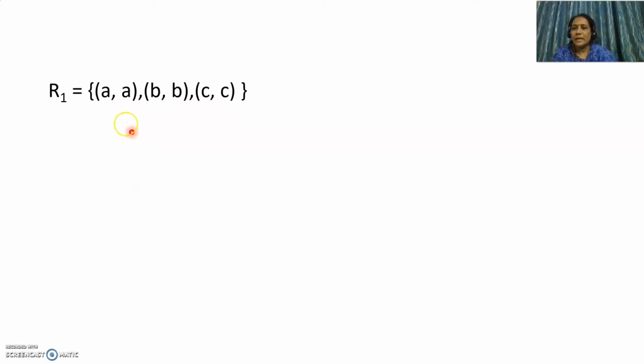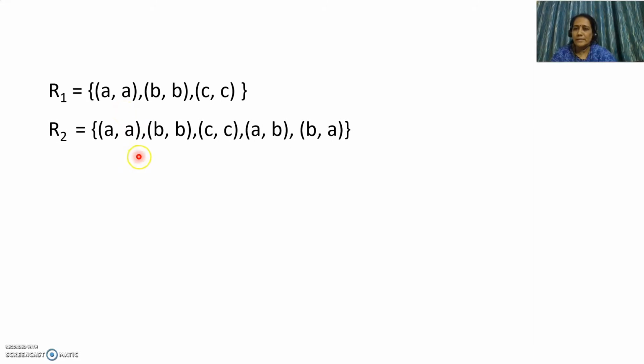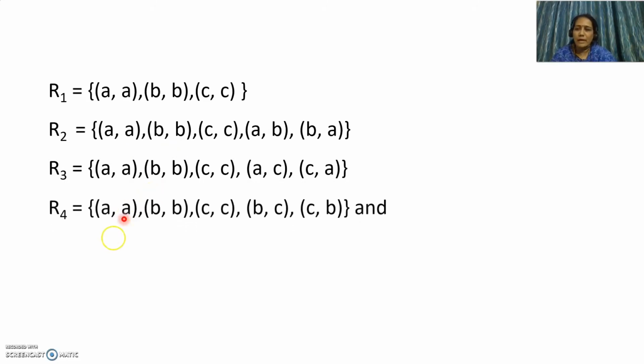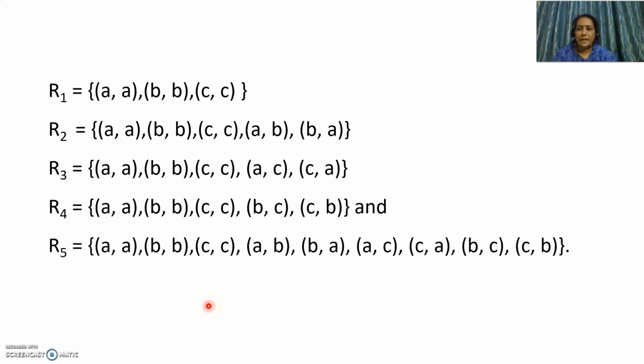R1 is a set consisting of elements (a,a), (b,b), (c,c). R2 is a set consisting of (a,a), (b,b), (c,c), (a,b) and (b,a). R3 consists of (a,a), (b,b), (c,c), (a,c), (c,a). R4 consists of (a,a), (b,b), (c,c), (b,c), (c,b), and R5 consists of (a,a), (b,b), (c,c), (a,b), (b,a), (a,c), (c,a), (b,c) and (c,b).